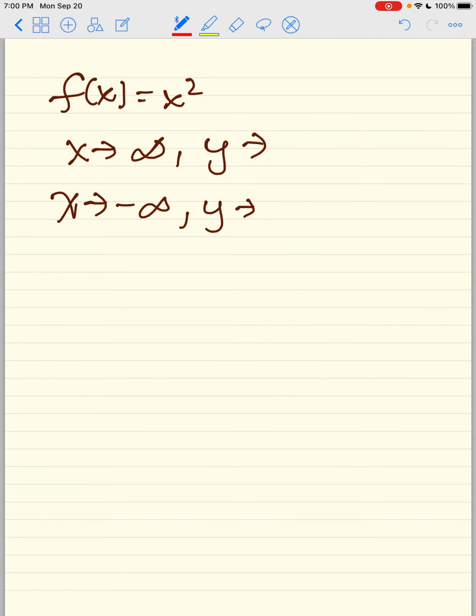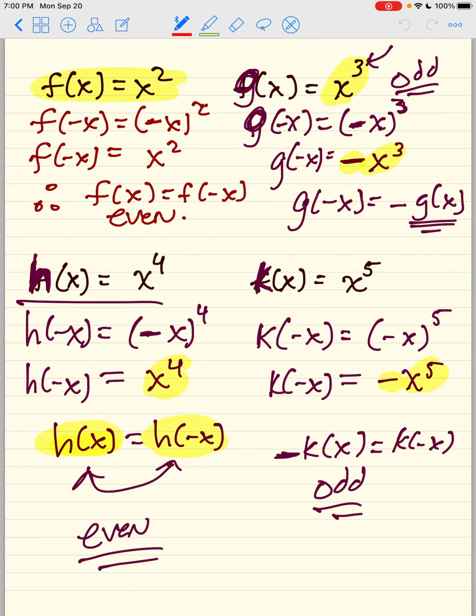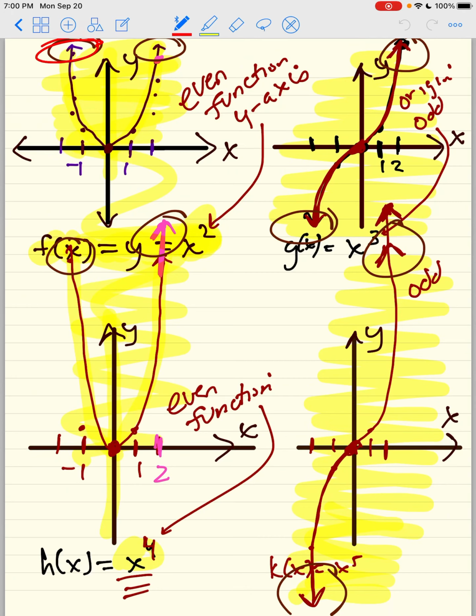Well, if you put a really big positive number in here and you square it, wouldn't you get back a positive? And if you put a really big negative number in here and square it, wouldn't you get back a positive? So therefore, if you take a look at the picture, it should match. On the right side of the graph, or positive infinity, this graph goes up. On the left side of the graph, or negative infinity, this side goes up as well.